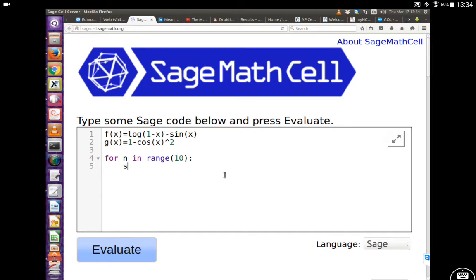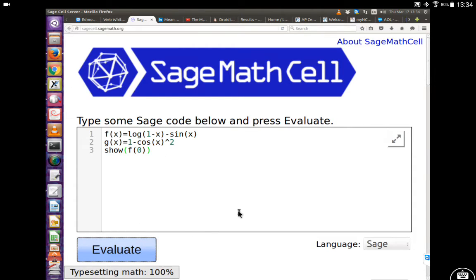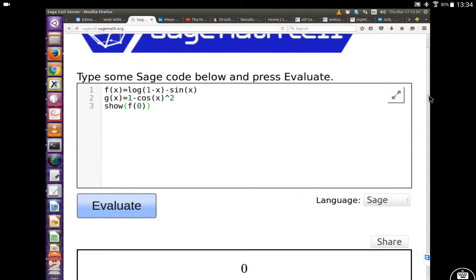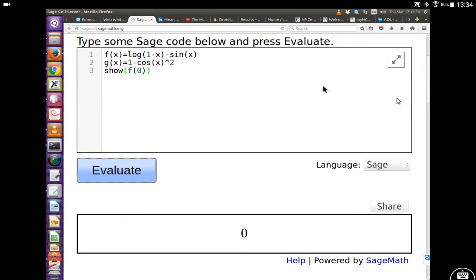what is f of 0 and what is g of 0? Okay, so f of 0, in fact, let's show it. Let's show f of 0. We said it would be 0, right? Where did my output screen go? There it is. And if you show g of 0, you also get 0, right?